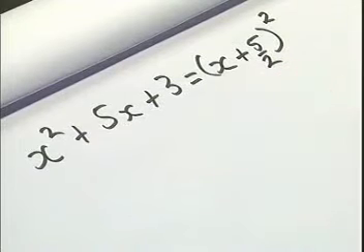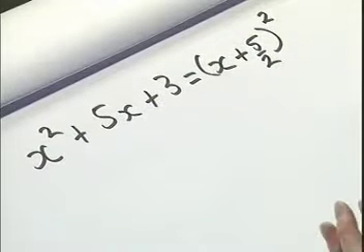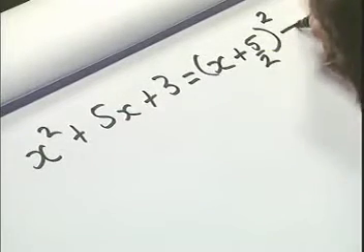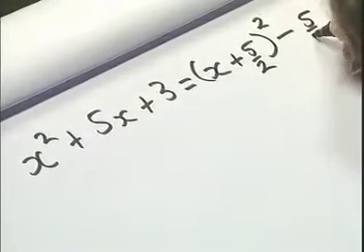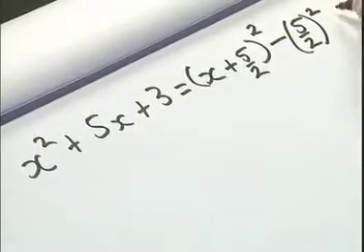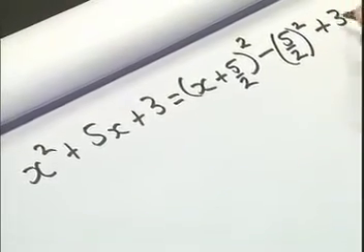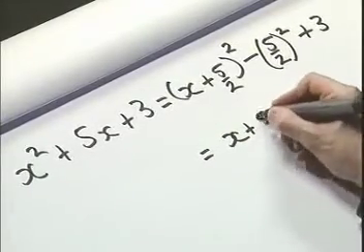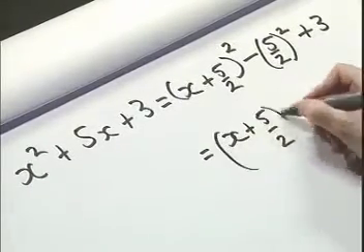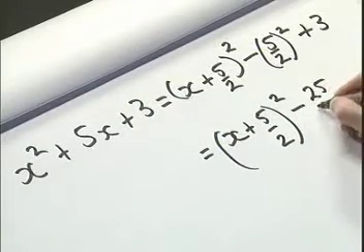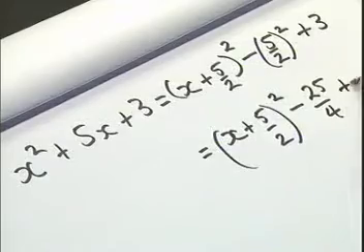If we were to multiply out this bracket, we would be adding on an additional a squared, where 5 over 2 is the a. So we've got to take that away. Take away 5 over 2 squared. And then at the end, we've got plus 3. So this gives us (x plus 5 over 2) all squared minus 25 over 4 plus 3.